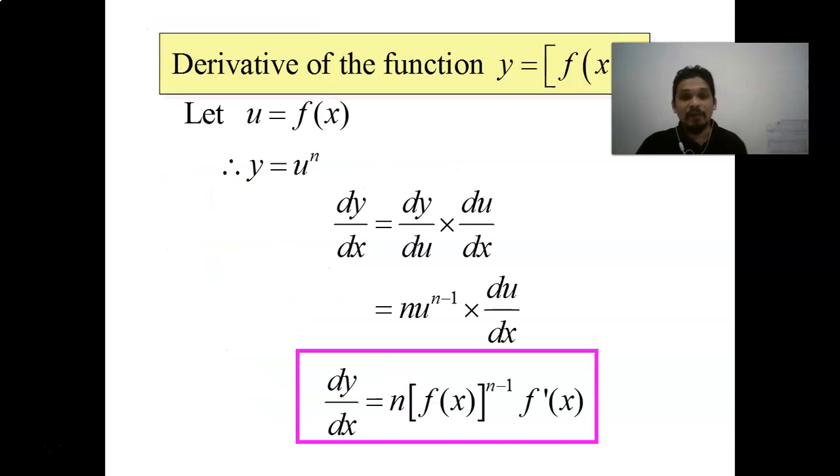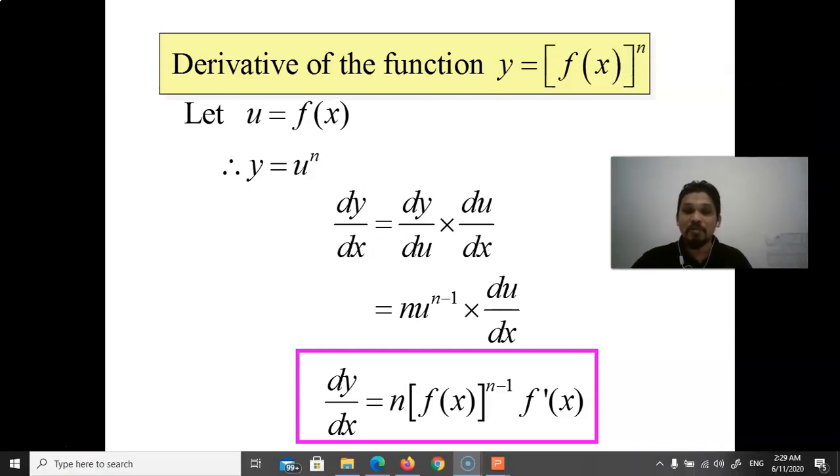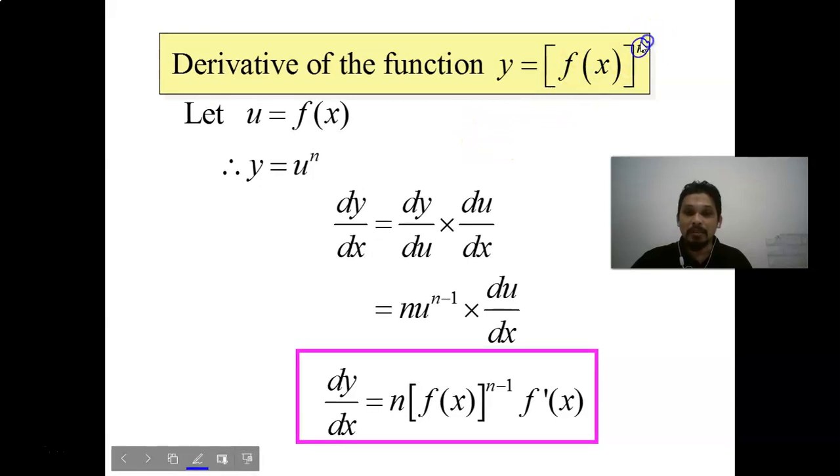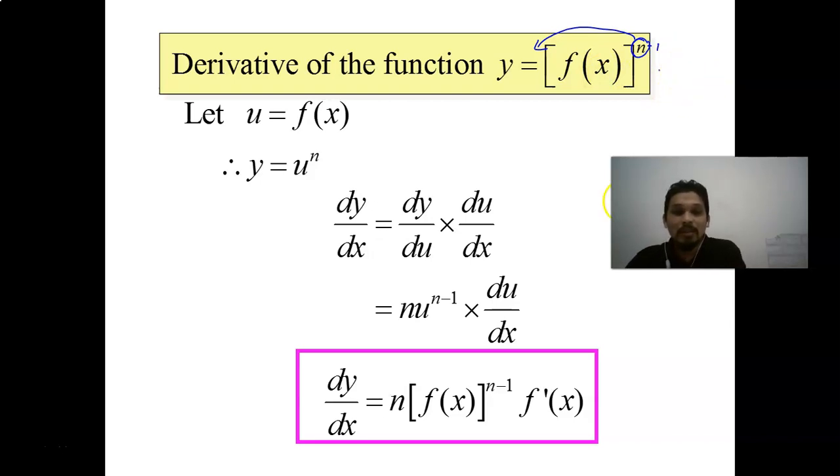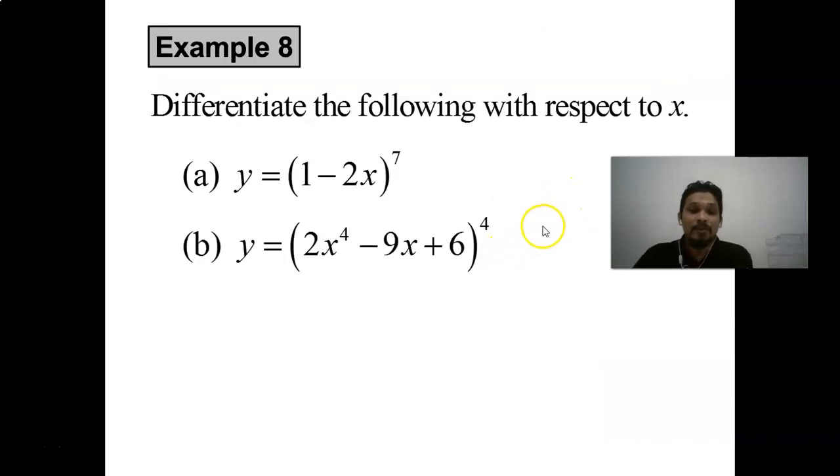So derivative of function y equals f(x) to the power of n. We bring n to the front here, then next is the power n minus 1, then multiply with f prime x. Okay, we'll try to understand this by looking at an example for this one now.